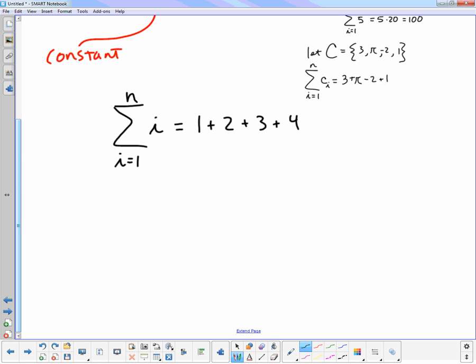See? In this case, i is never constant. c was the constant in the other problem. But here, i is the thing I'm actually adding. I'm adding my iterators, my indices. Okay? And we've seen this before.